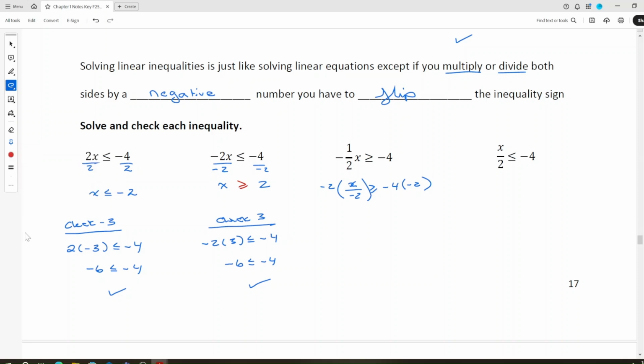Well, I'm changing pen color, so yes. I'm going to flip it. I'm multiplying by a negative number. I end up with x is less than or equal to 8. If I hadn't flipped it, I would get x is greater than or equal to 8.